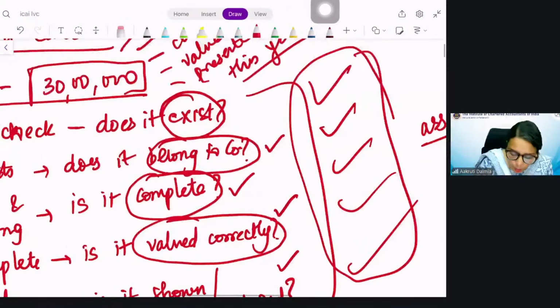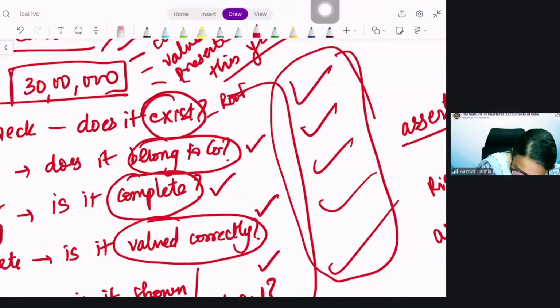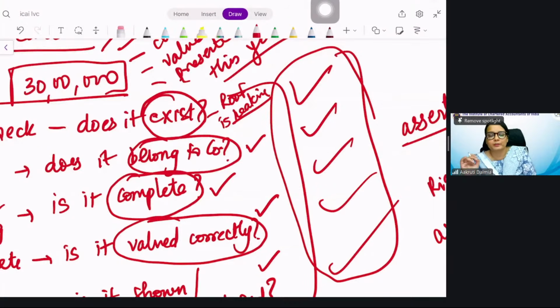But you go to the godown and the roof is leaking. What does it mean? What can it affect? Which assertion will it affect? Valuation also it will affect, existence also it will affect. Do you understand? Did it affect the ownership? If there is leakage in the roof, did it affect the ownership? No.